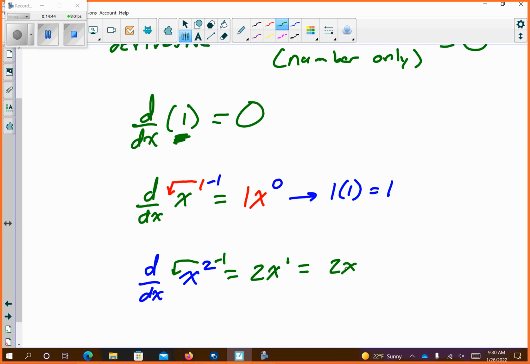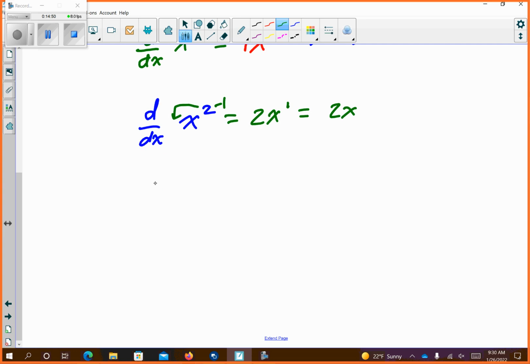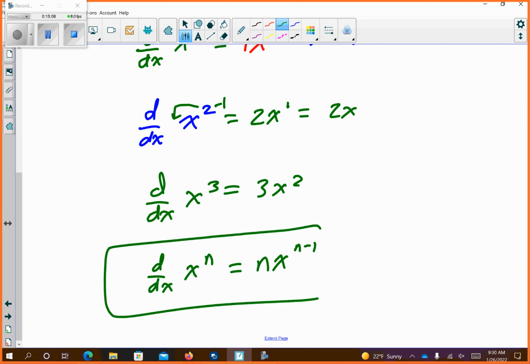Okay? Anyone want to take a shot at d dx of x to the third? 3x squared. 3x squared, you got it. And then we have d dx of x raised to the n. So that's n times x raised to the n minus 1. This right here is the shortcut of doing a derivative. Okay?